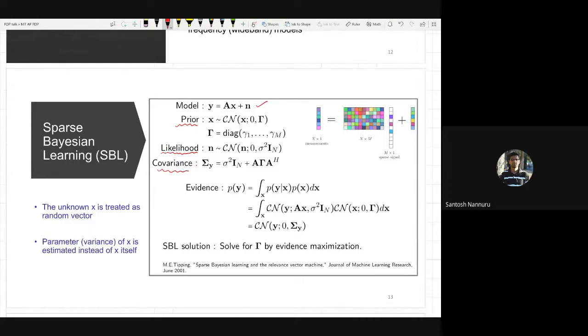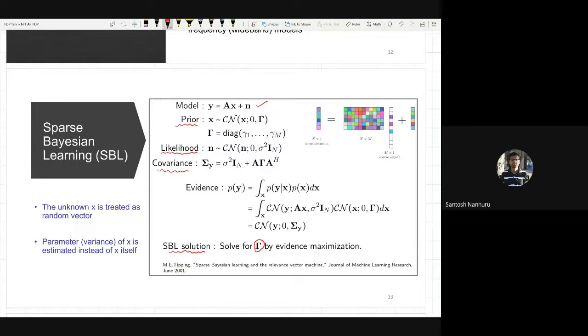So now what the SBL solution does is solve for gamma. Gamma is the unknown we are trying to solve for. Instead of x, I will solve for a parameter which describes x, which is gamma. This is a parametric model. And the idea is that if x is sparse, gamma is also sparse, or if gamma is sparse, x is sparse. It works both ways. So that kind of gives you sparse answers.